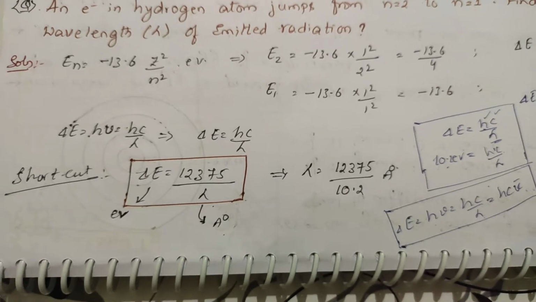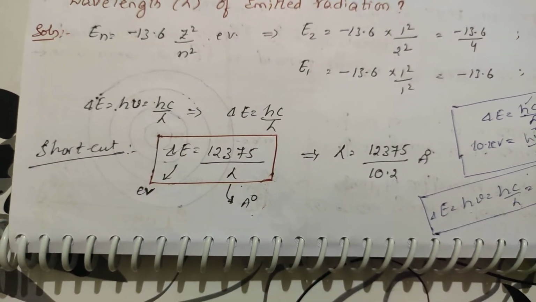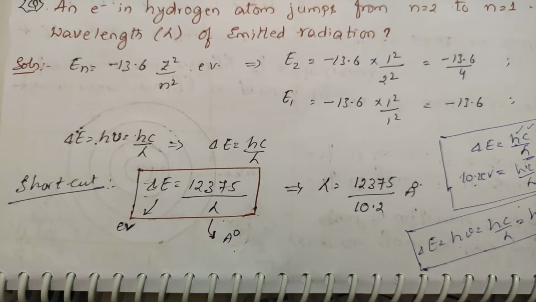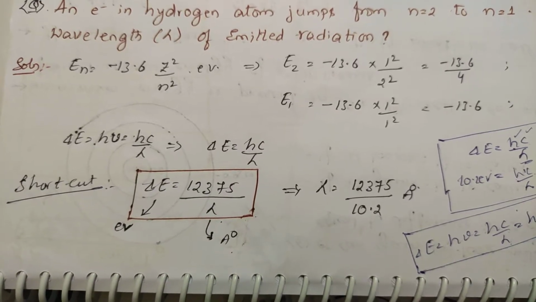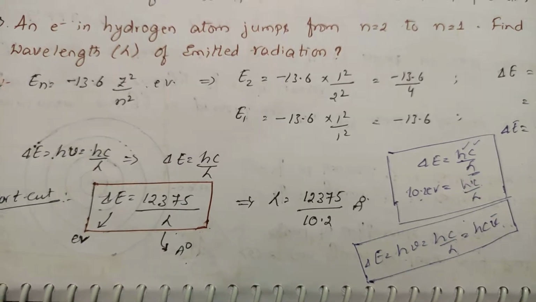Instead of 4, you take it as 7. So whenever delta E has been asked in electron volts and lambda has been mentioned in Angstroms, the direct formula is 12375 by lambda. So lambda is equal to 12375 by 10.2.